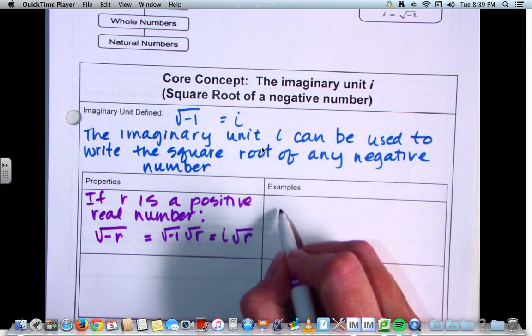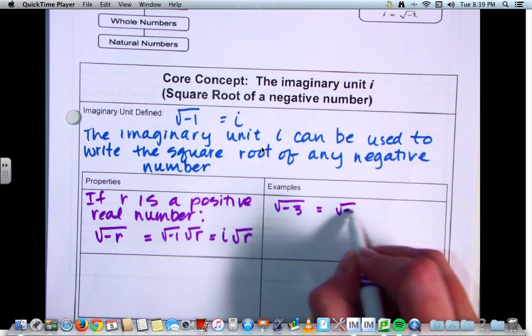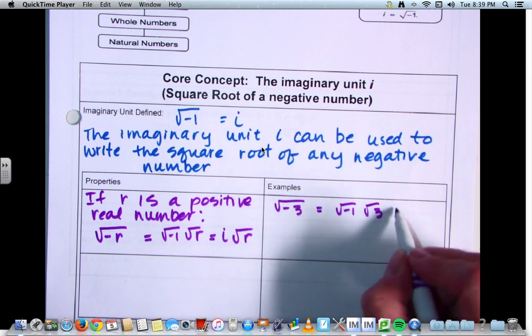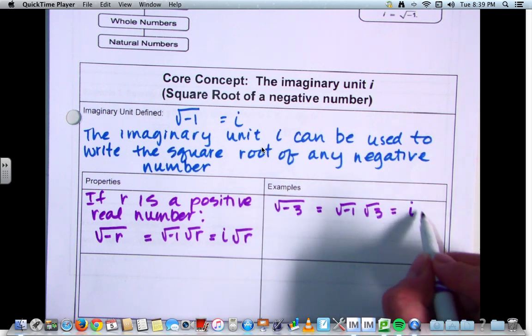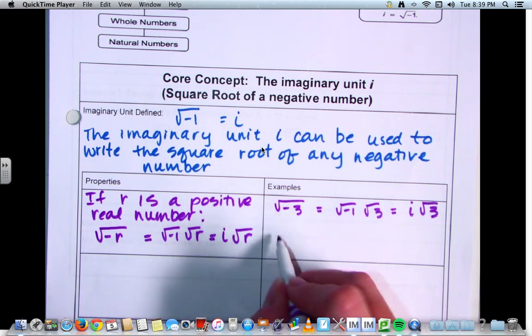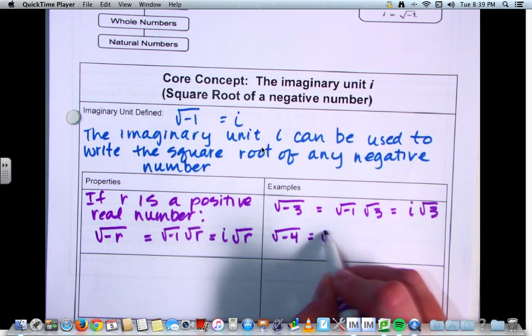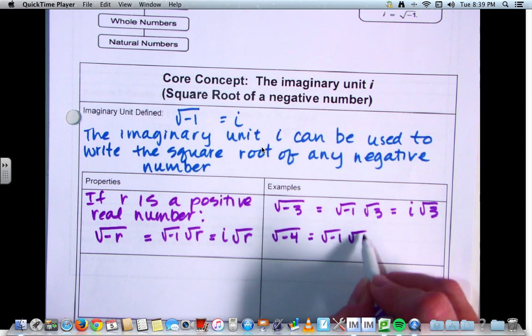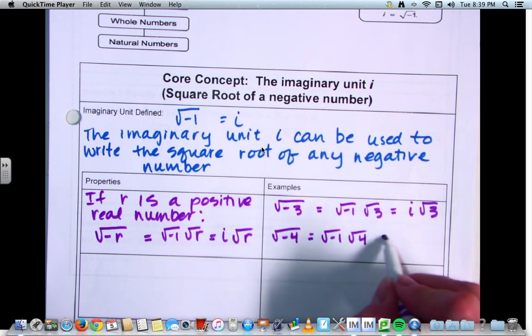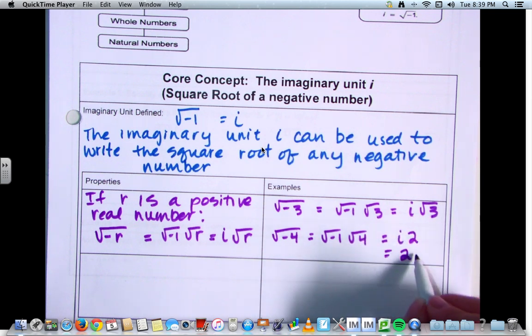For example, the square root of -3 is equal to the square root of -1 times the square root of 3, which is equal to I times the square root of 3. The square root of -4 is equal to the square root of -1 times the square root of 4, which is equal to I times 2, since the square root of -1 is I and the square root of 4 is 2. Proper notation is 2I.